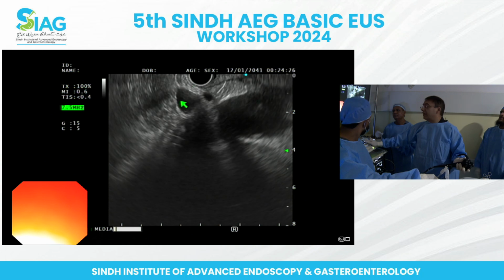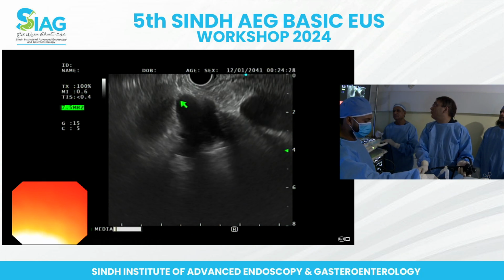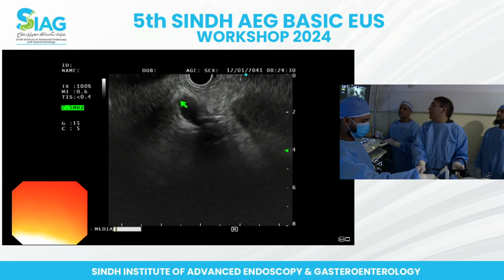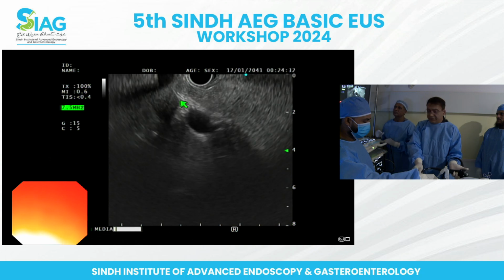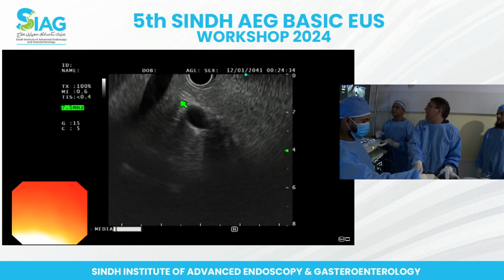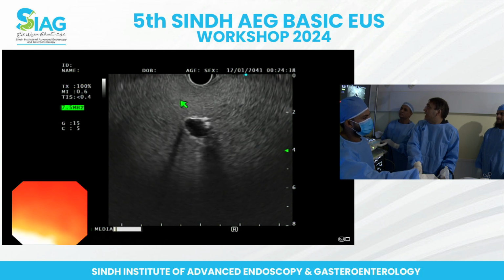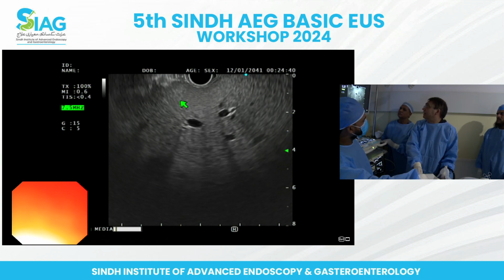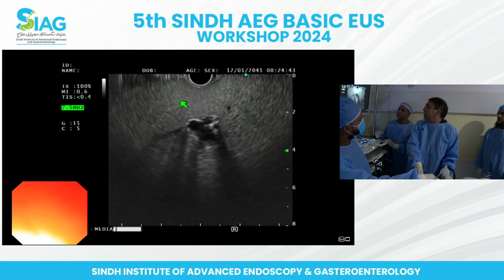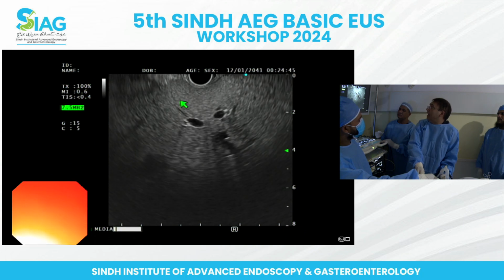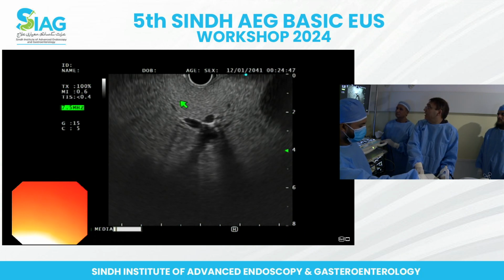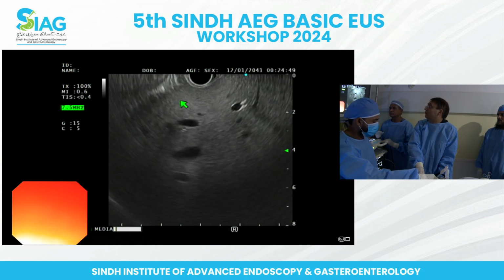Right is close to the transducer. I rotate my scope further anti-clockwise, big wheel towards me, and now I'm in the right liver. There you see the branching very nicely. The one which is going on the right side is right posterior. The one which is going on the left side is right anterior.